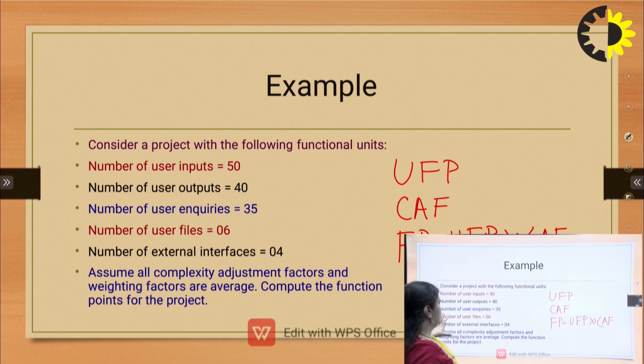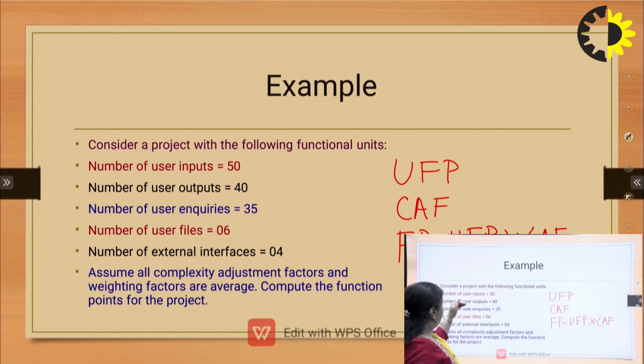Now this is an example which is given. Let's consider a project with the following functional units. I have total user inputs 50. I have total user outputs as 40. Then the number of user inquiries is given as 35. Number of internal files is 6 and the number of external interfaces is 4. Now they have already given me, assume all the complexity adjustment factors and weighing factors are average.